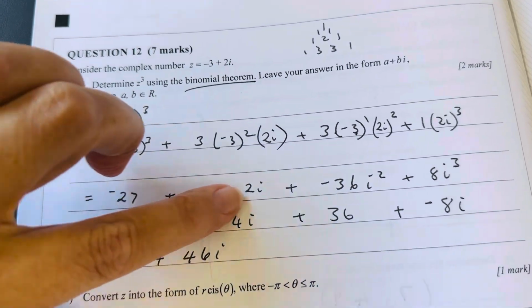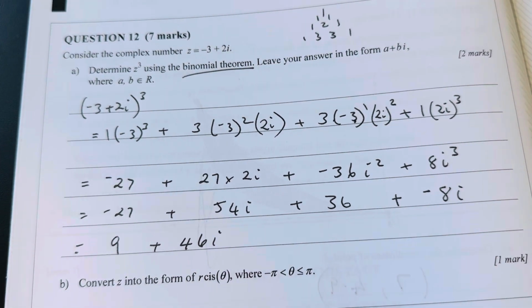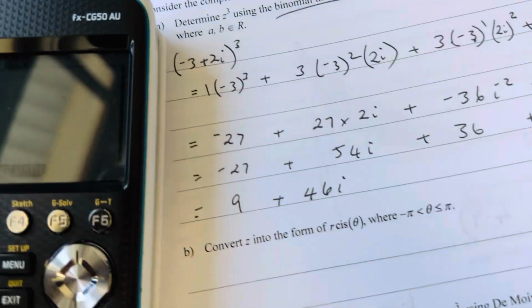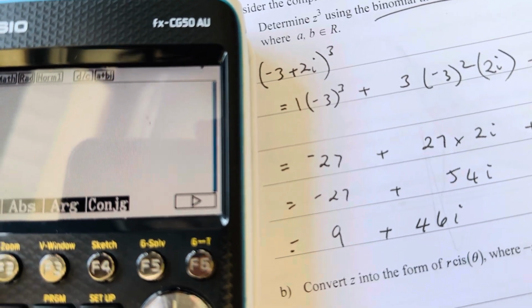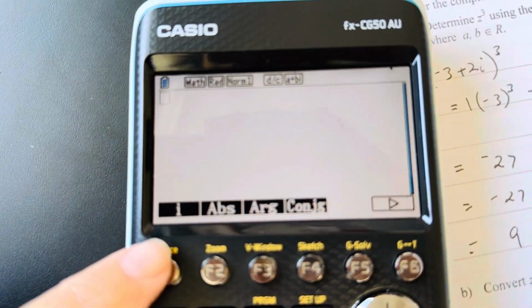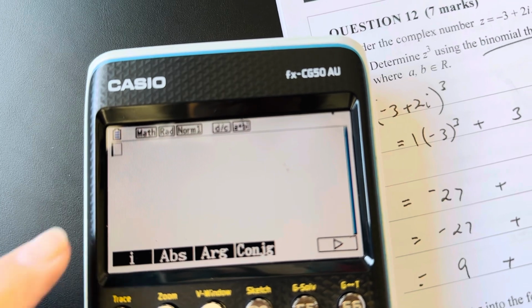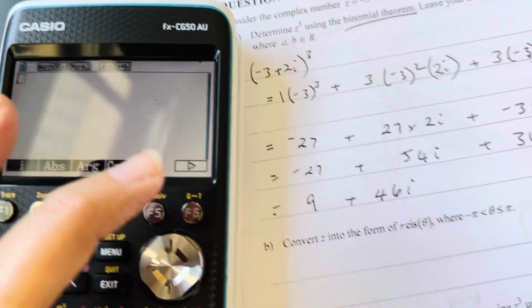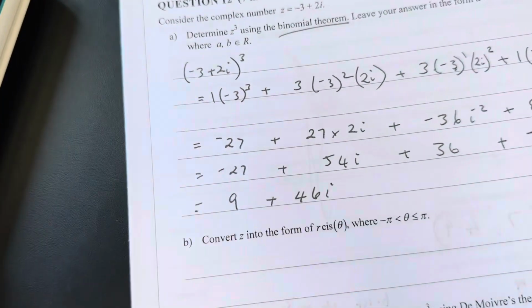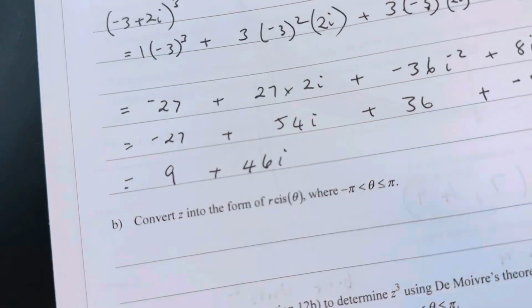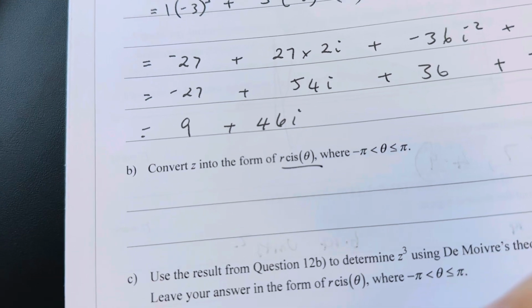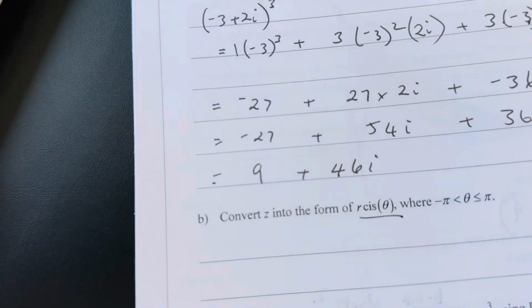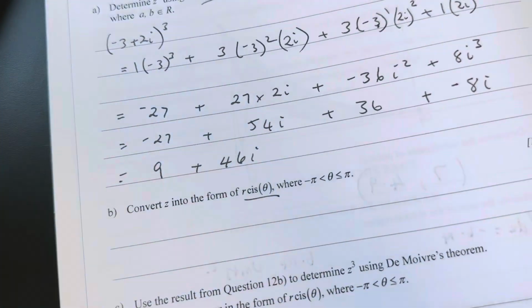This was just me being old and I do things by hand. But use your calculator. Remember your calculator, if you go options complex, is where your i is. Okay, so if you need to put it in, enter it with that. Now, I am going to use my calculator here. Convert to cis polar form. Okay, we can do this.